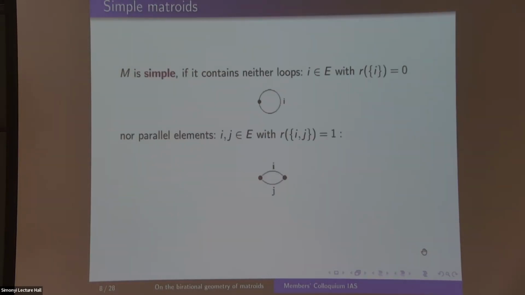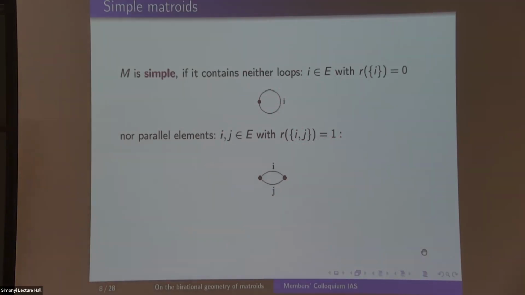Nevertheless, I will always work with simple matroids. And simple is something which is maybe easiest to explain on graphs. So we assume that we have no loops. In matroids, you would translate this in a general situation as having no subsets such that the rank of a 1-element set is 0. Neither do we want parallel elements, having 2-element subsets of rank 1. So 2 linearly dependent subsets, so to speak.